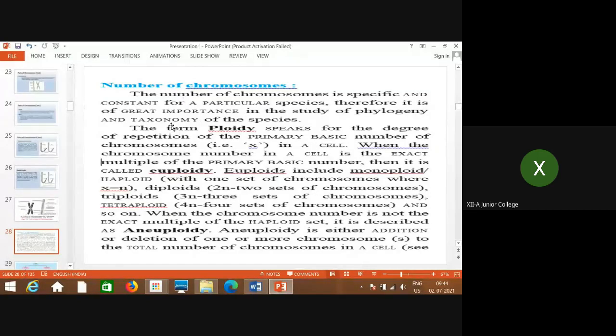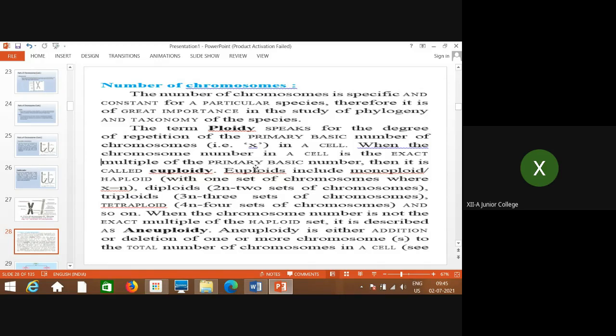Okay, so the term ploidy speaks for the degree of repetition of the primary basic number of the chromosome. Now, the primary basic number is considered to be X, that means in the haploid condition, it is represented as X is equal to N. N means haploid condition, only one set. N represents the number, only one set of chromosomes. So when the chromosome number in a cell is an exact multiple of the primary basic number, then it is called euploidy. That means N, 2N, 3N, 4N, like that, the multiples of the primary basic number, when we consider the basic number as N or X, then 2X or 3X or 4X. And if X is equal to N, that means only one set, then it is considered to be haploid.